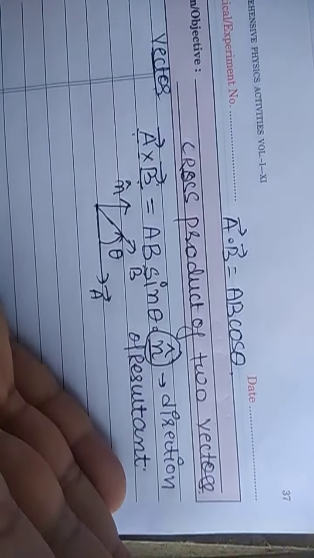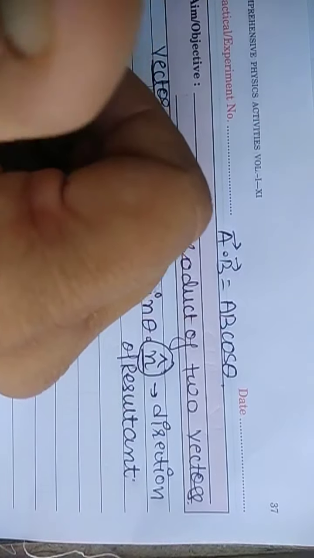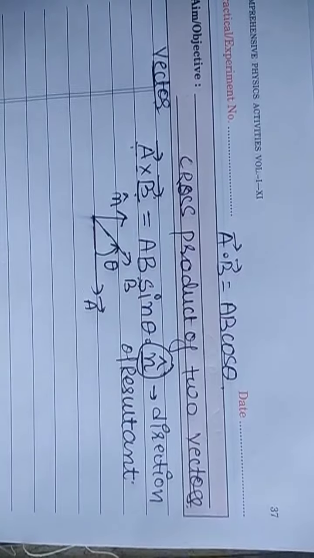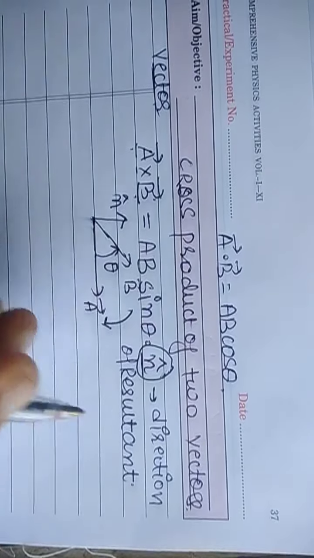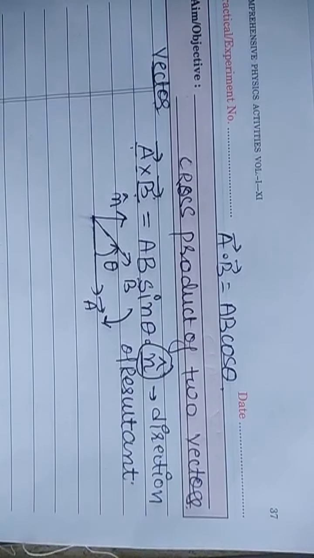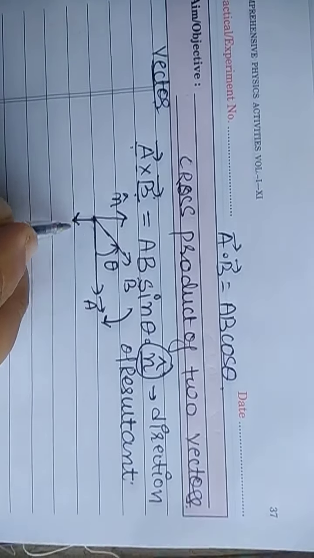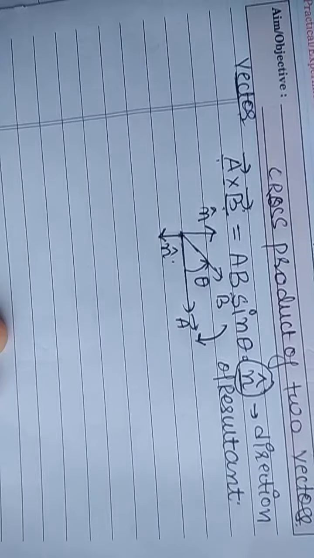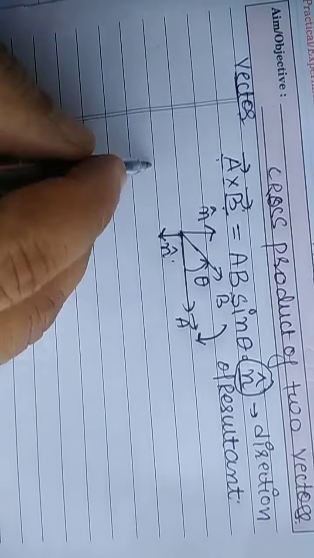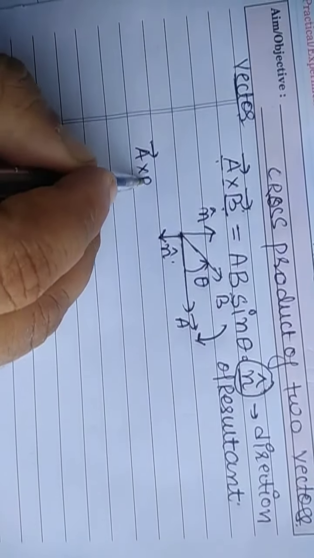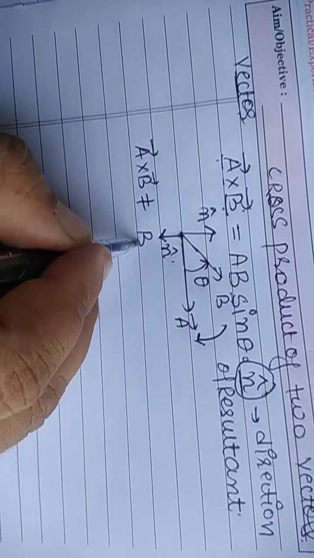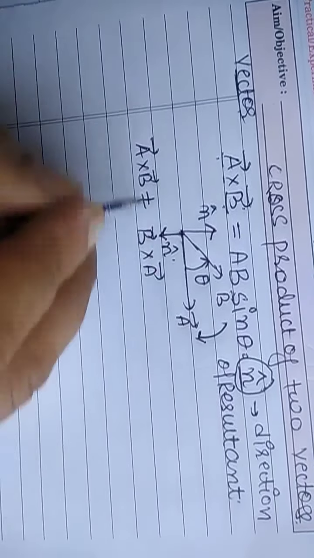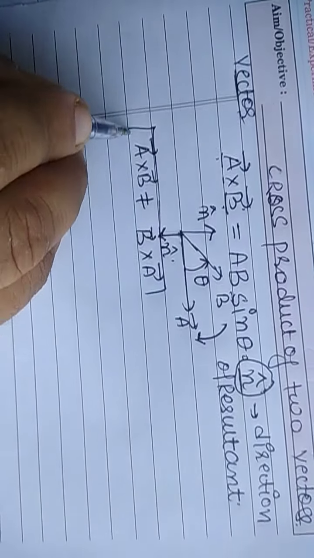Look again, this is the right hand side, take it from A to B. This thumb will give you the direction of the resultant. But if I find B cross A, now my hand has gone from B downward, then it will be downward. So when you are going to find A cross B, then it will be upward direction. It means from this concept is clear that A vector cross B vector is not equal to B vector cross A vector.